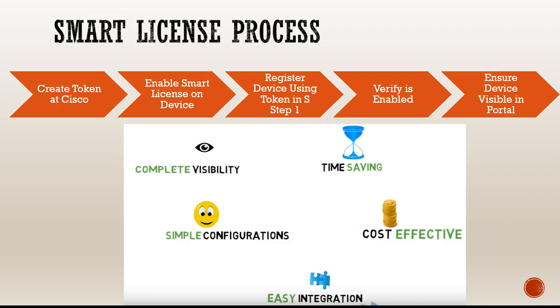The process for the smart licensing is we're going to create a token at Cisco, enable smart licensing on the device, register the device using the token that we created here, and then verify that it is enabled on the device, and then ensure the device is visible in the portal, the account that we created. What it gives us is complete visibility. We can see all of our devices.